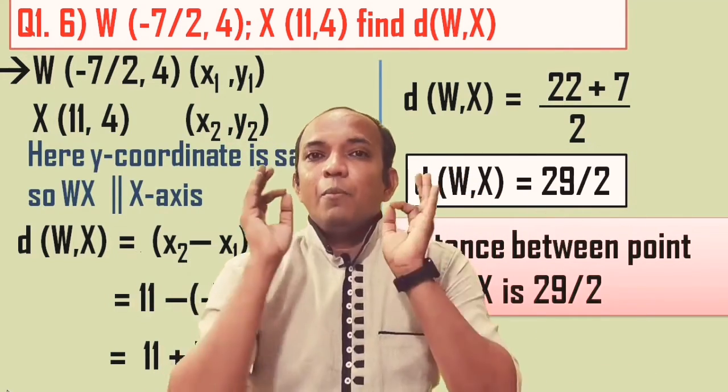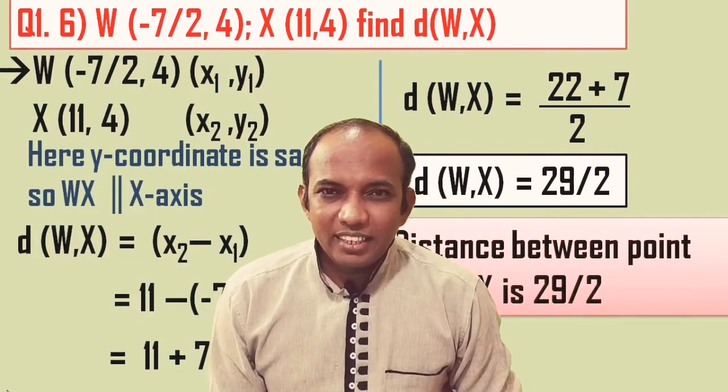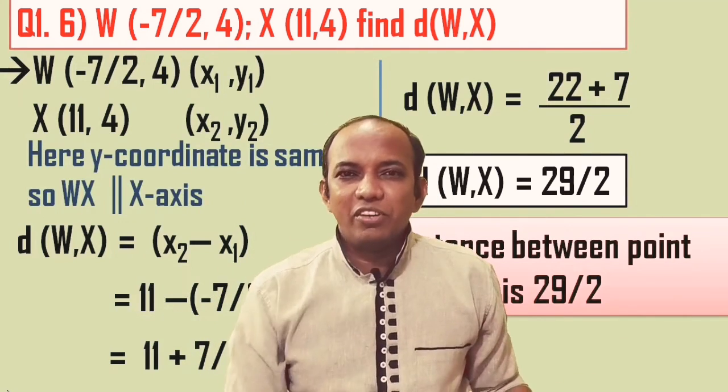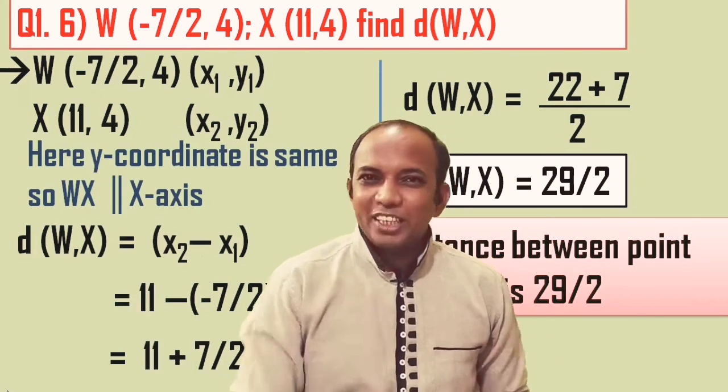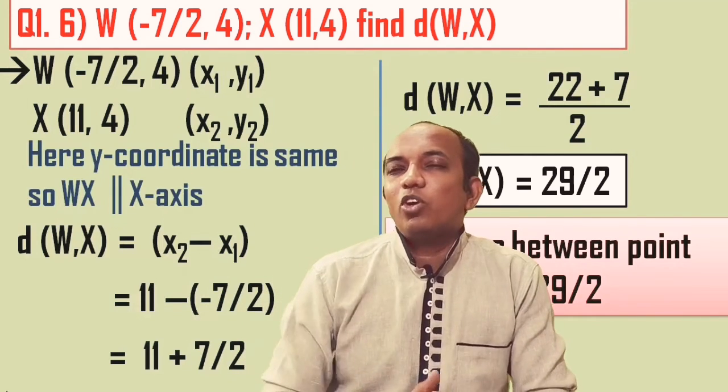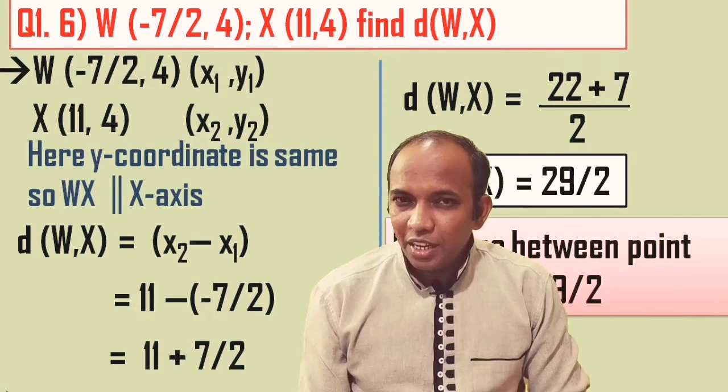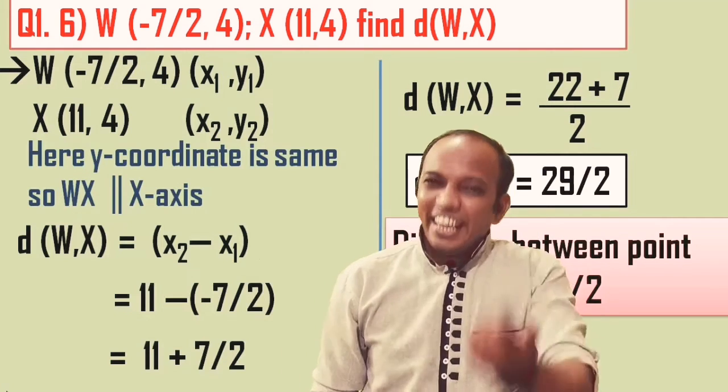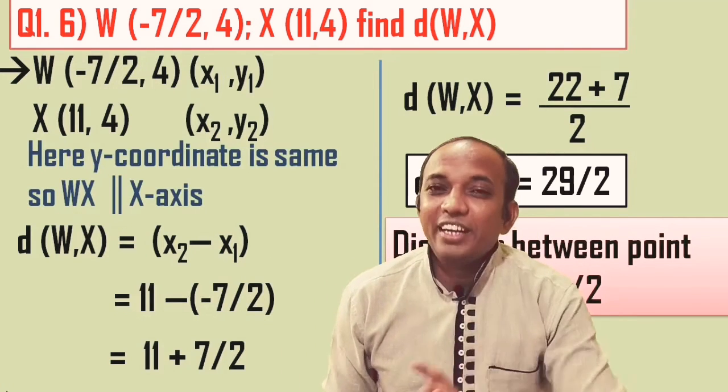Don't forget this part. Now, there is one more sum in the exercise that we have done previously that can be solved with this method. Here the y coordinate was the same, but in that sum the x coordinate is the same. Yes, you are right, previously we have done it. So you can solve that sum also with this method.